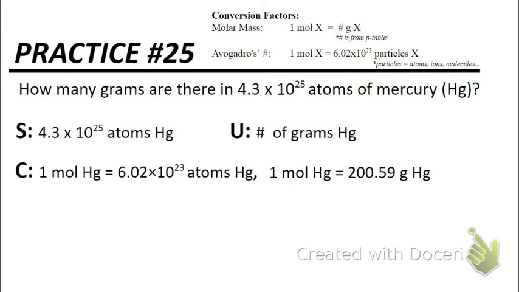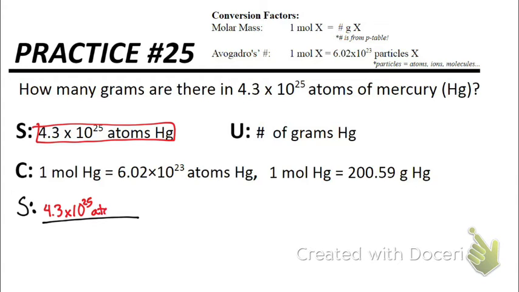Now that I have all of the tools that I need, I'm going to go ahead and start setting up my formula. Every single calculation is going to start the same way. We're going to start with what we know over 1. So that is 4.3 times 10 to the 25th atoms of Hg. And yes, you do need to have both the unit as well as the symbol. You need both of those there. That will always start over 1.